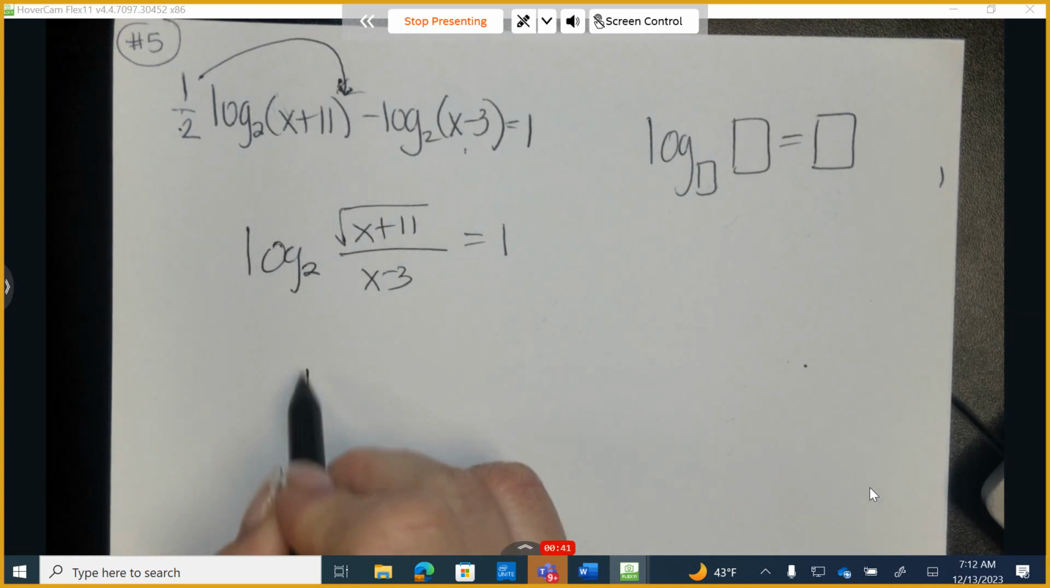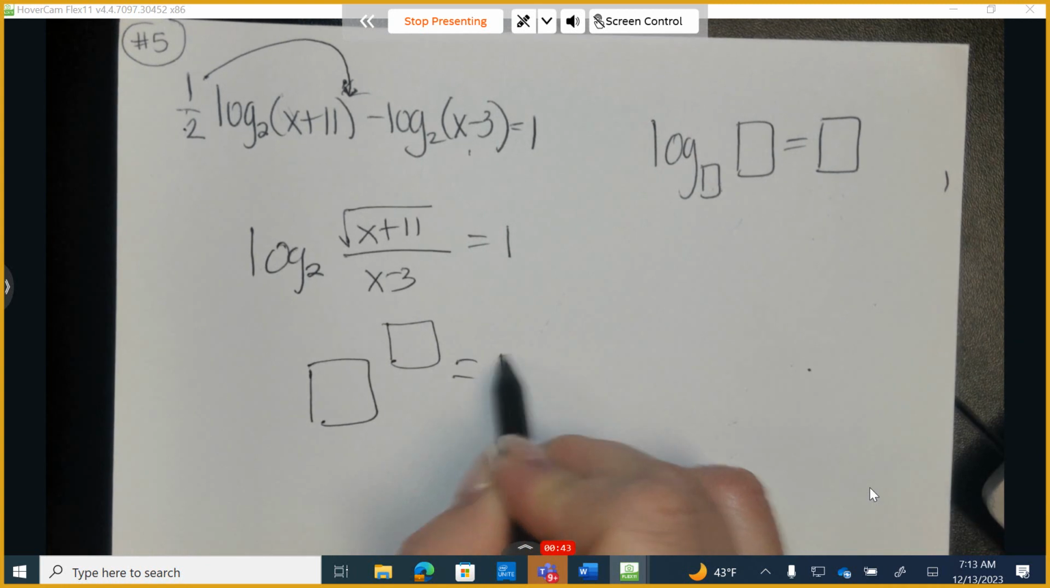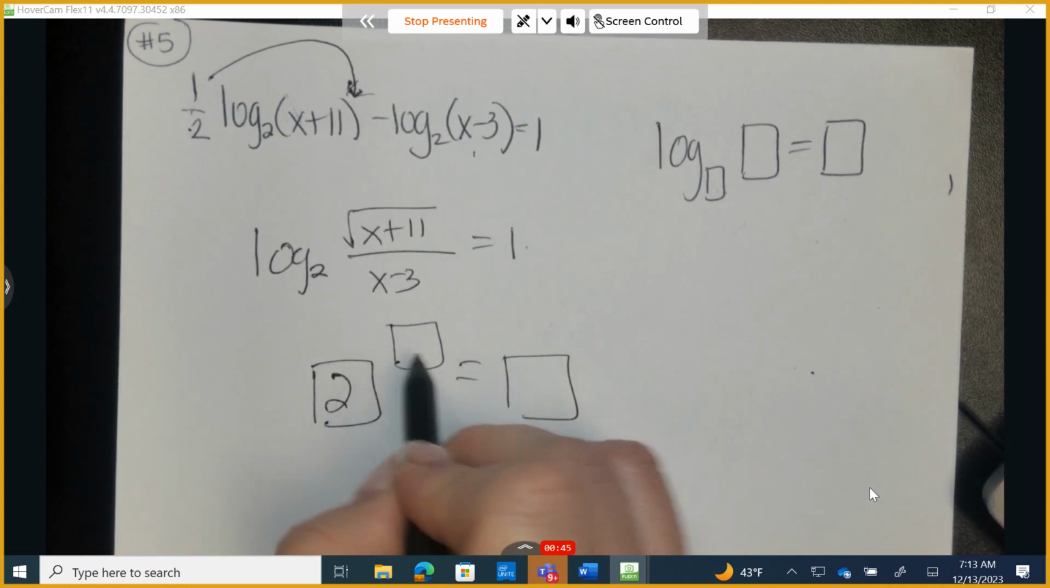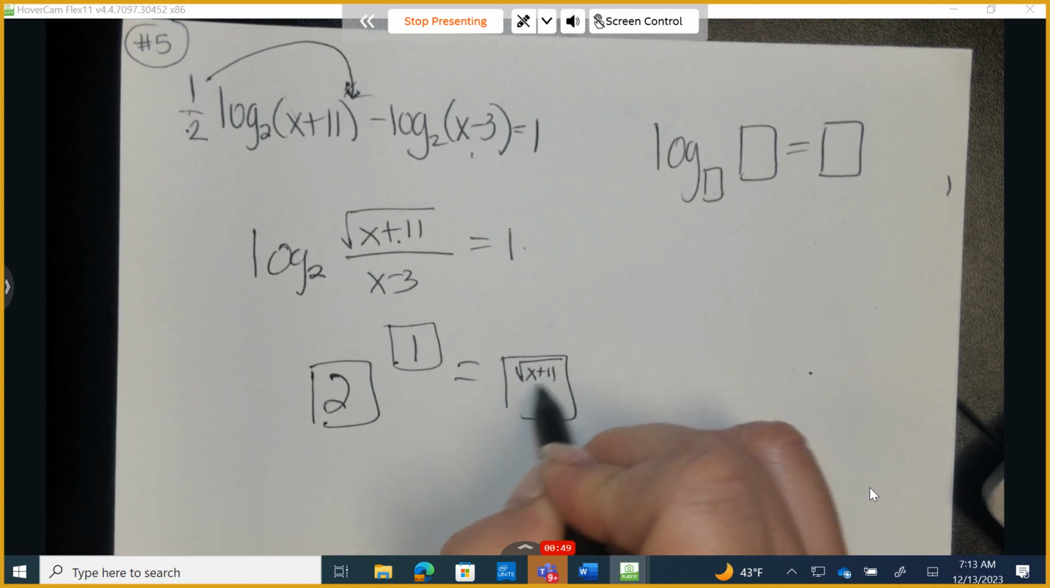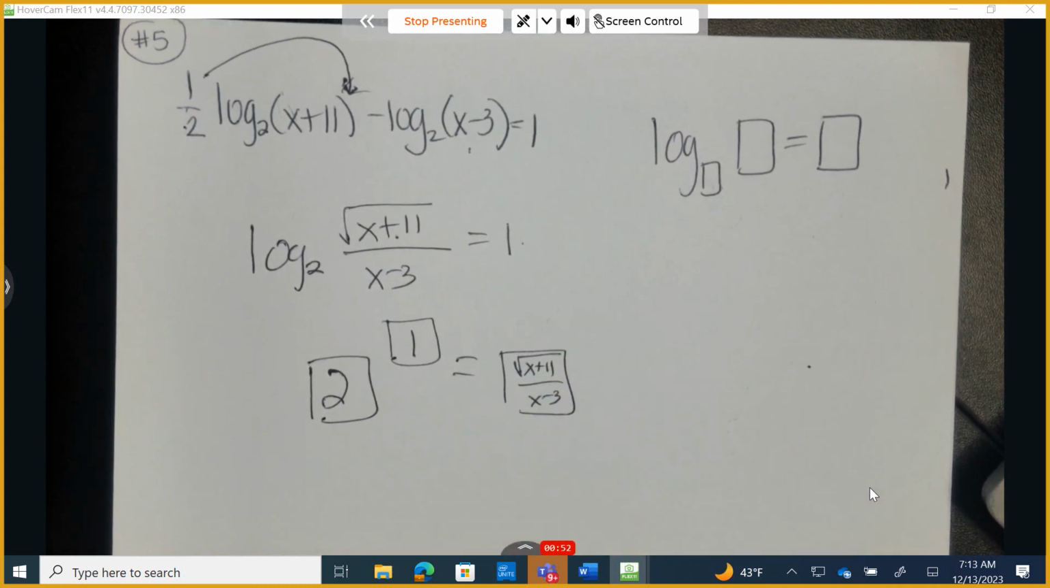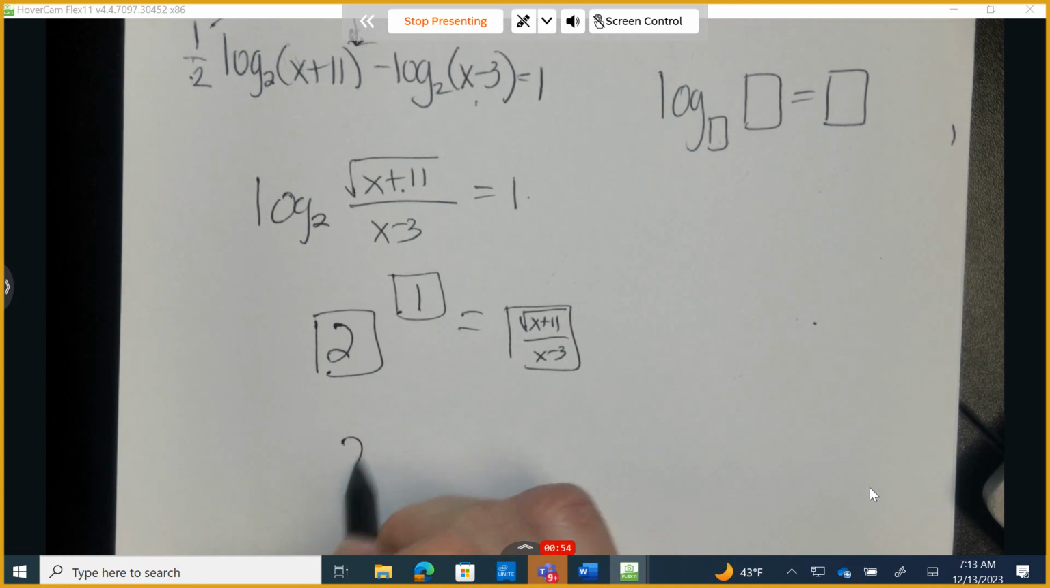I'm going to write this right now in exponential form. The base is 2 raised to a power of 1 equals this quantity. I know 2 to the first power is 2.